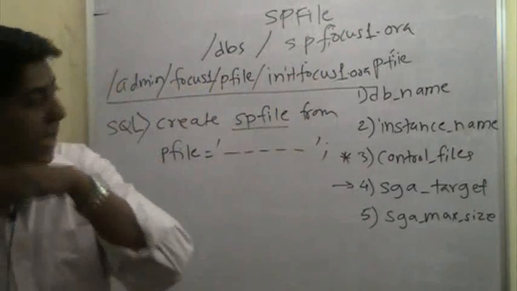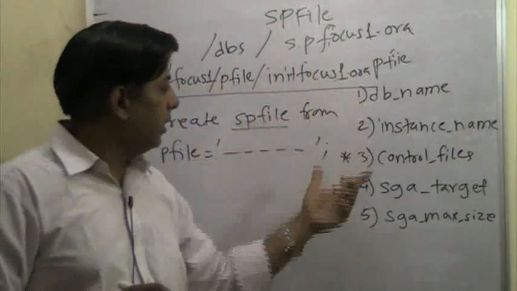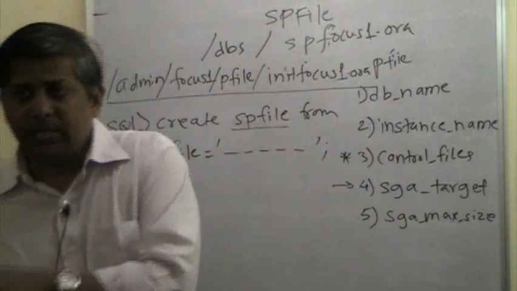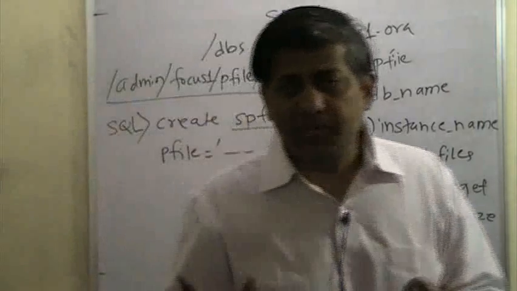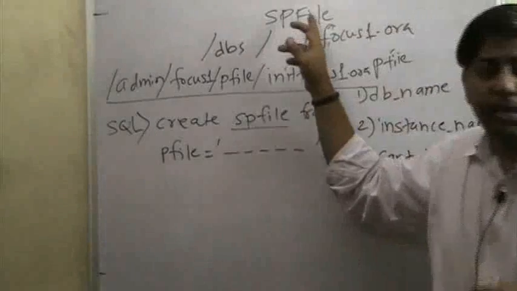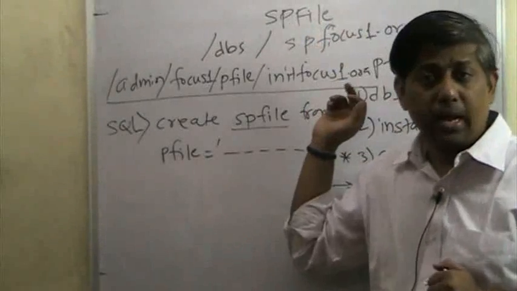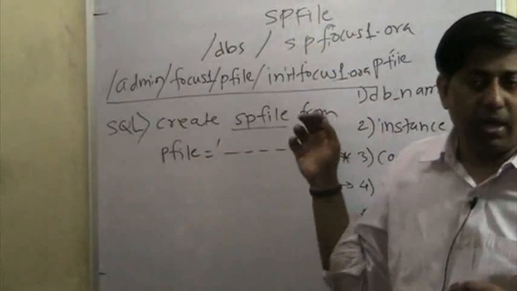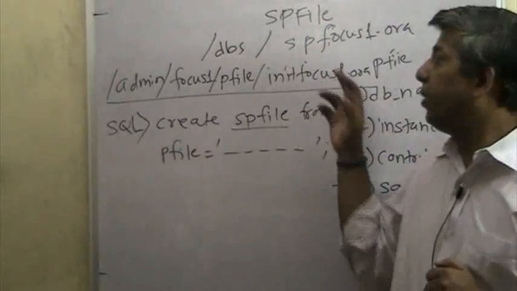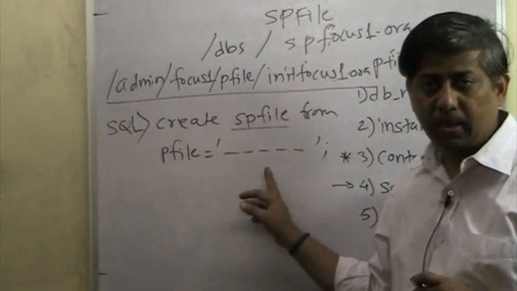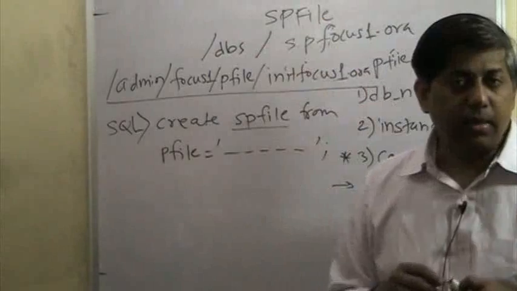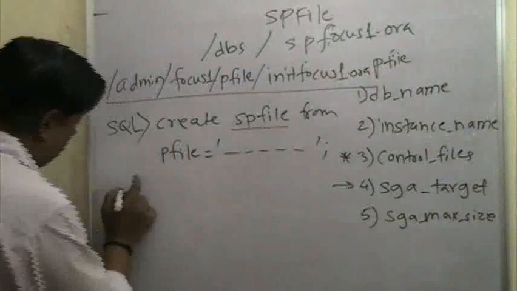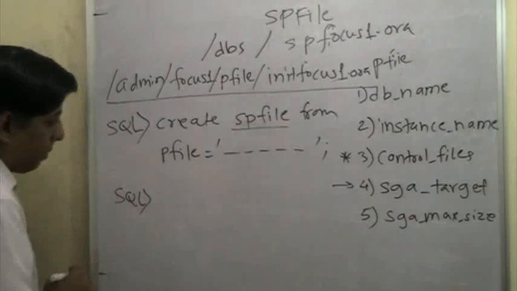Server parameter file. Now this file is basically created from the P file. So whatever parameters we have written in the P file are exactly there in the SP file. What is the difference? The difference is that the SP file is a binary file. That means you cannot open that in Notepad and cannot make any changes. P file is a text file. That means you can open it in VI or Notepad, and you can make changes. So we create a binary file from the P file, and that binary file is sitting inside the DBS directory. And now because of this binary file, we can fire commands like this.